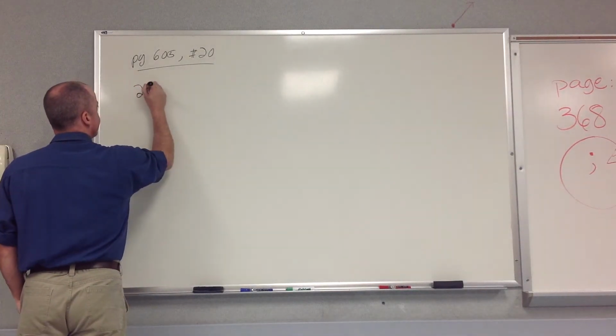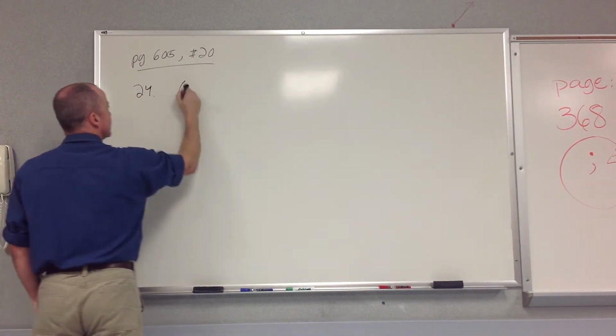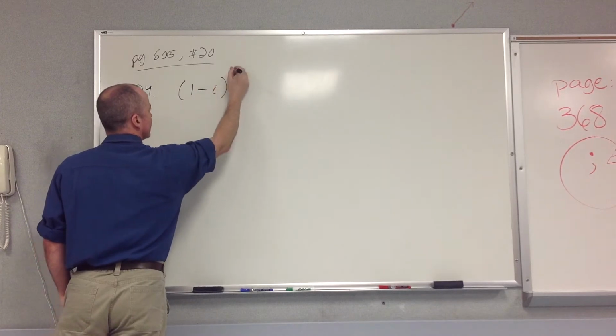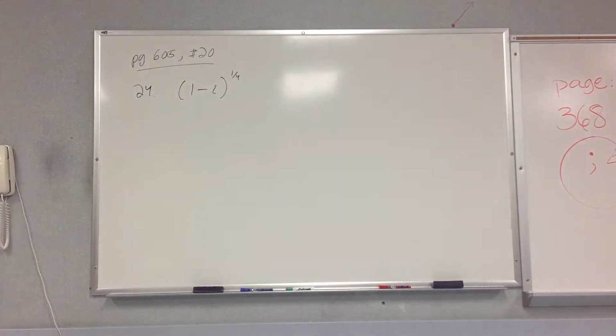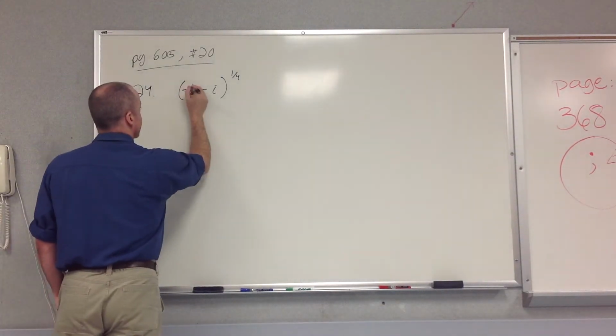Okay, but number 24. Almost the same problem. A couple of differences. This says 1 minus i to the 1/4. Is that correct? Negative 1 minus i to the 1/4. Okay.